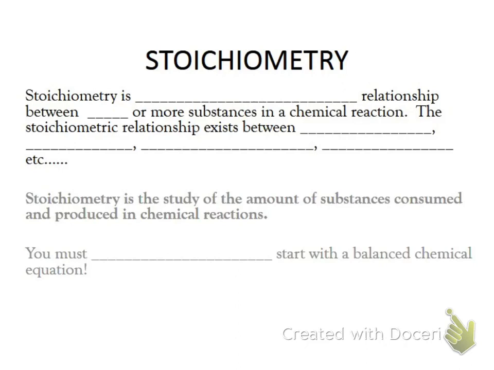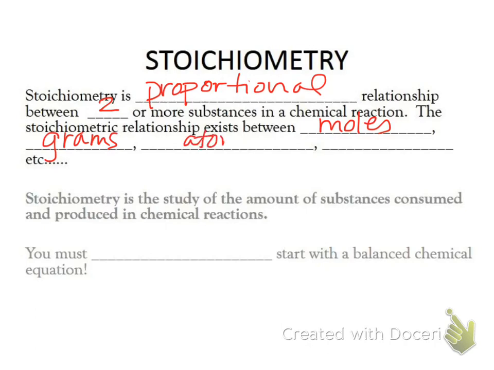Okay, so first of all, stoichiometry is a proportional relationship between two or more substances in a chemical reaction. This stoichiometric relationship sounds like a very fancy word, but this can exist between moles, grams, atoms, or liters, volumes, milliliters, whatever, okay? So you can have a volumetric stoichiometry relationship. Stoichiometry itself is the study of the amount of substance consumed or produced in chemical reactions.